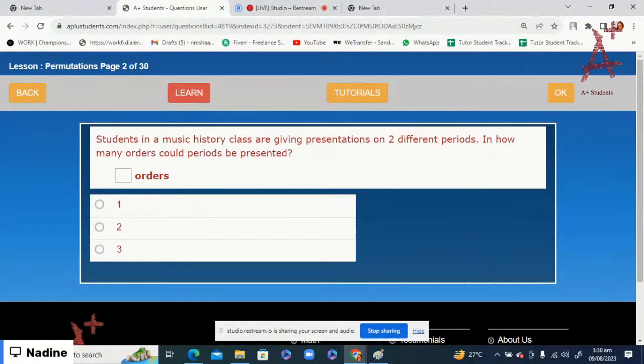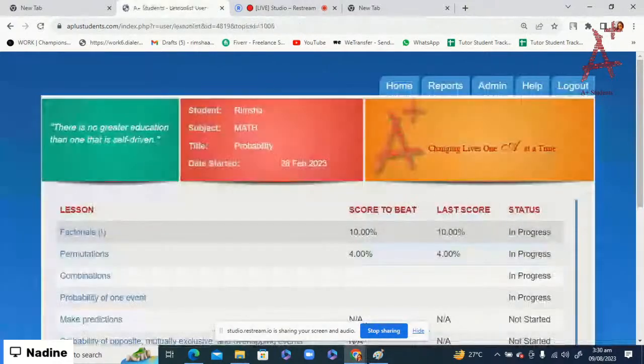Students in a music history class are giving presentations on two different periods. In how many orders could the periods be represented? The 2 is already given in the question. Find the 2 factorial. The answer is 2, already known. So you solve the remaining test questions by yourself, and I hope you clear this lesson.